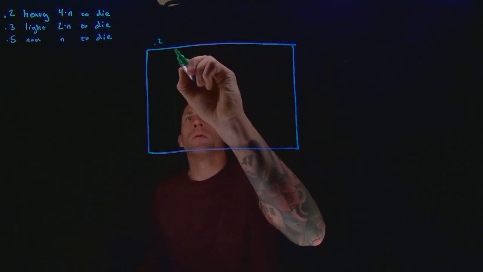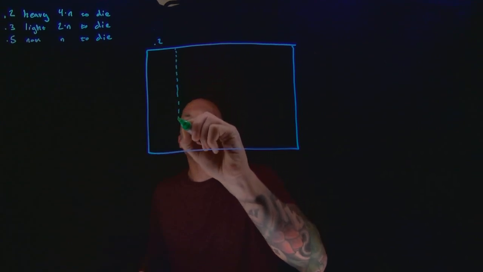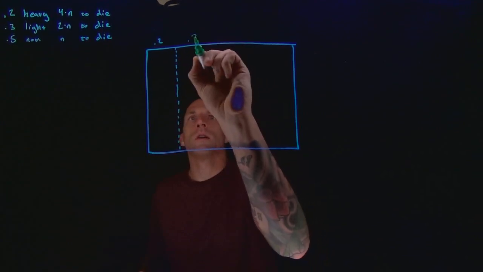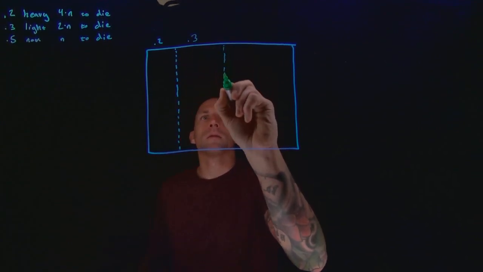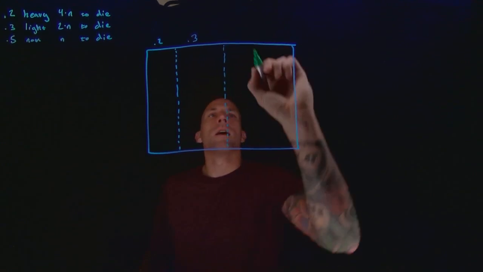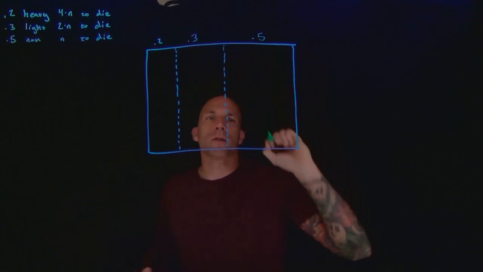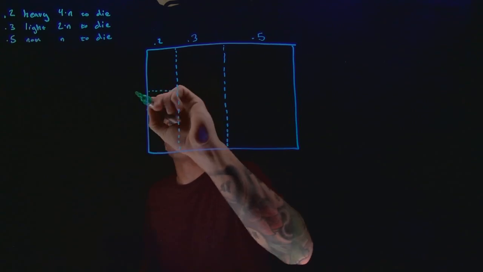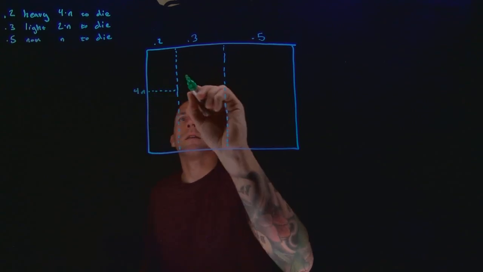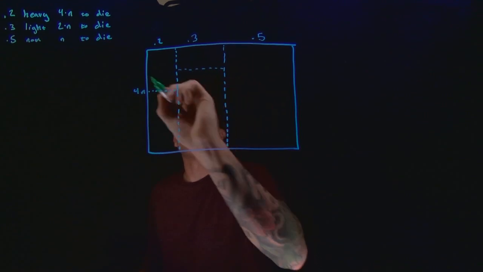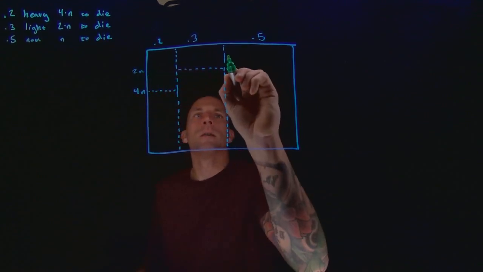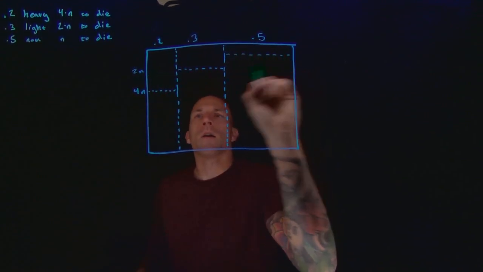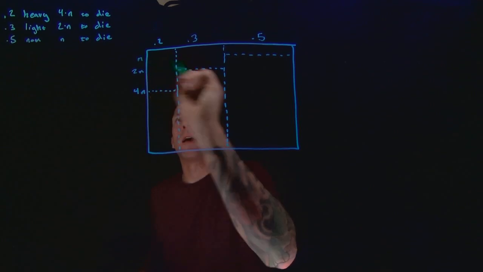20% of our sample is full of heavy smokers, 30% full of light smokers, and then the remaining half does not smoke at all. The probability of death for our heavy smokers is 4n. Probability of death for our light smokers is 2n. And the probability of death for our non-smokers is just n.